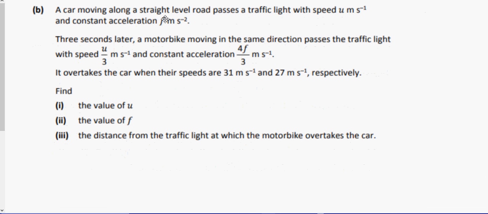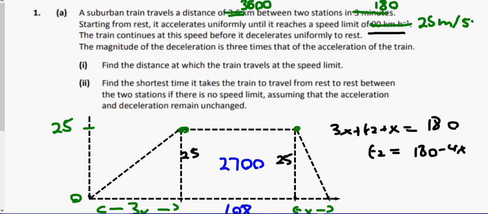A car moving along a straight level road passes a traffic light with speed u meters per second and constant acceleration f meters per second squared. Oh, sorry, no. I'm on part two, my fault. Find the shortest time it takes the train to travel from rest to rest between two stations if there's no speed limit, assuming the acceleration and deceleration remain the same.